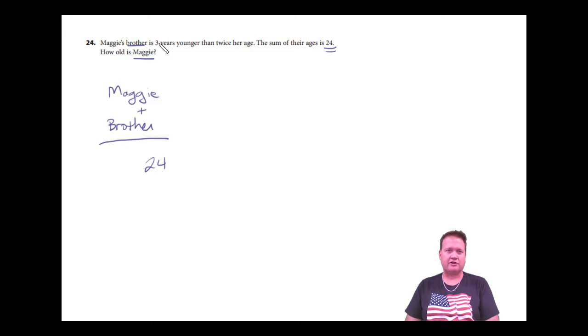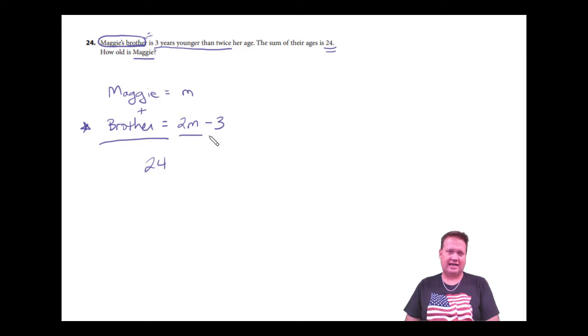It says Maggie's brother is, and they're about to tell me about Maggie's brother, so I am going to know something about the brother. It tells me that the brother is, means equals, 3 years younger than twice her age. Since nobody tells me Maggie's age, we are going to give it a variable, and I'm going to let it be m. But now that I've called Maggie m, I am going to define the brother in terms of this quantity, which is 3 years younger. That's 3 years less than twice her age. That would be twice Maggie's age, but then subtract 3.